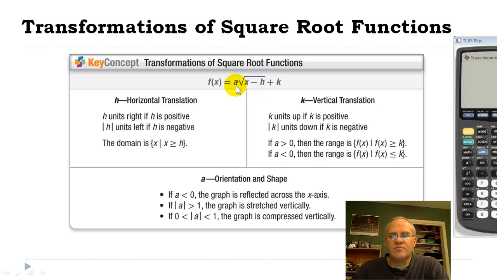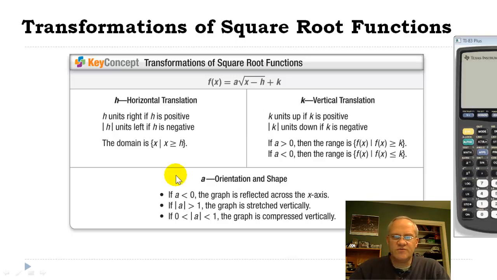And then the a, remember, if it's a bigger number like 2 or 3, it's going to stretch it vertically, which means make it longer and taller. If it's a fraction of some sort, it's going to be compressed, so it's going to make it flatter. And if a goes negative, that's the less than 0 part here, then instead of the graph going up, it's going to go down. We'll see an example in a few minutes. So it works the same way.